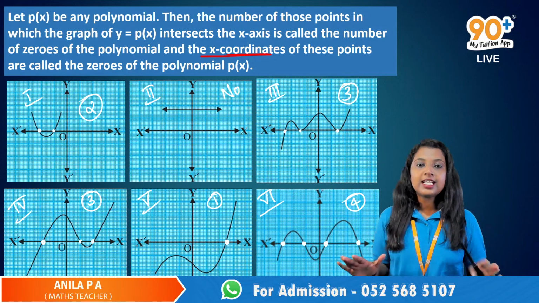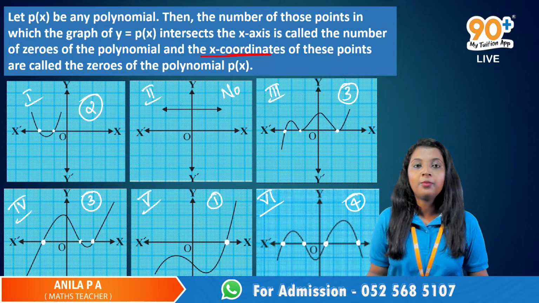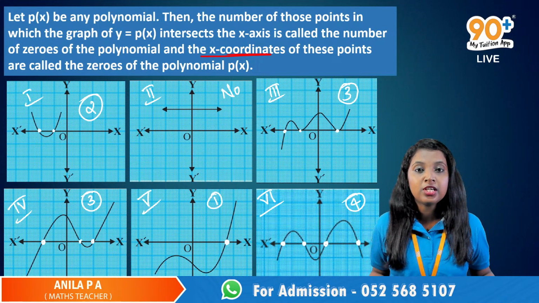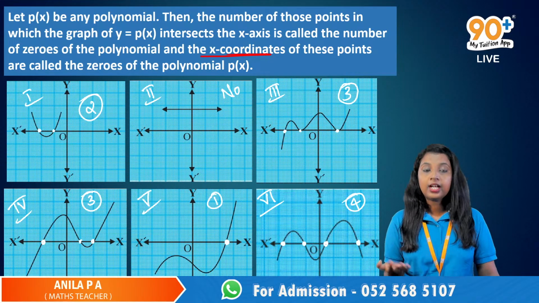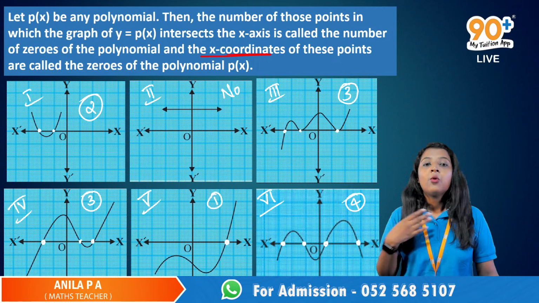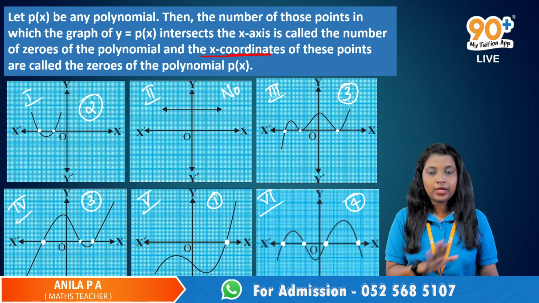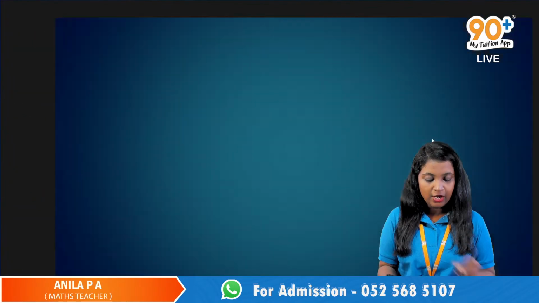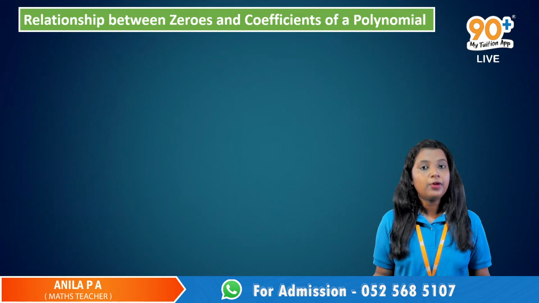So, last class we were discussing the geometrical meaning of zeros of a polynomial, and I think it is clear for you. In order to find the number of zeros, you have to look for the points of intersection. If the curve is intersecting the x-axis at 4 different points, that means the polynomial has 4 different zeros. Anyways, let's leave this and move on to the next topic, the relationship between the zeros and coefficients of a polynomial.